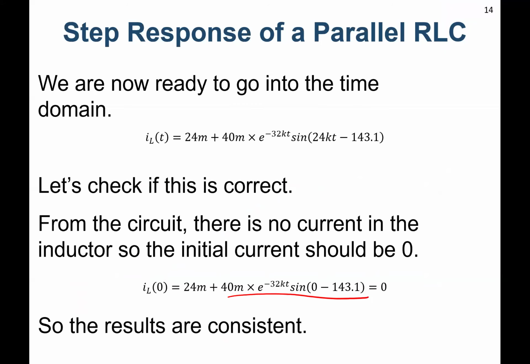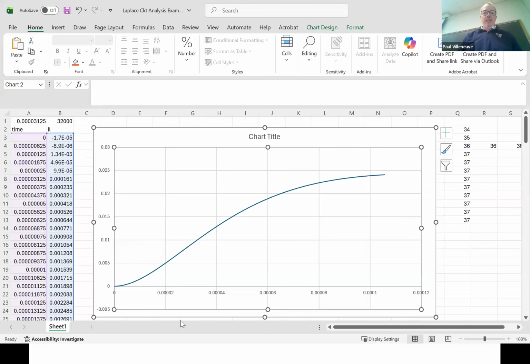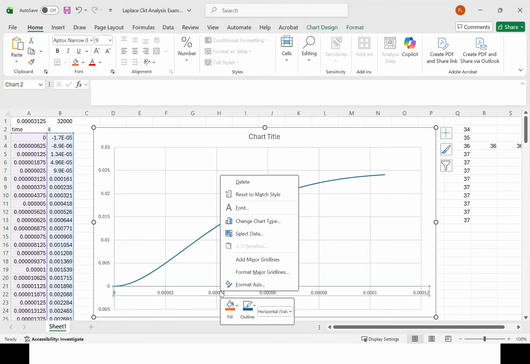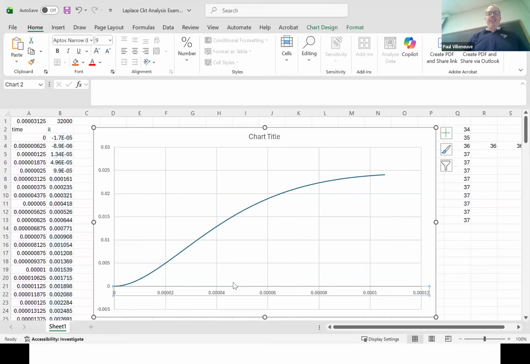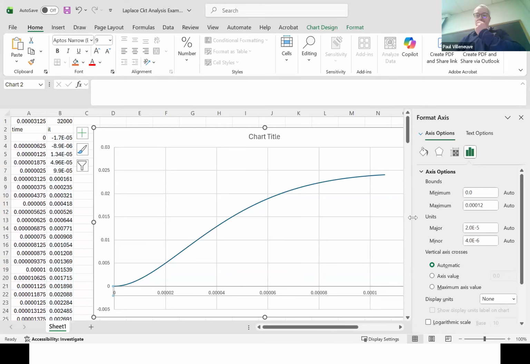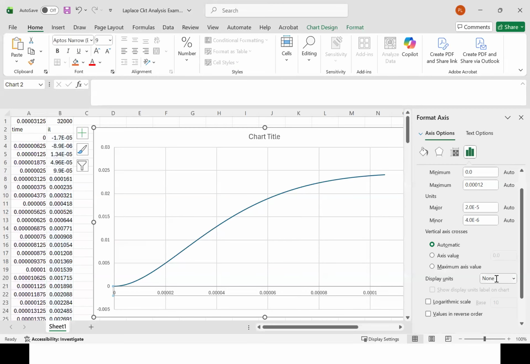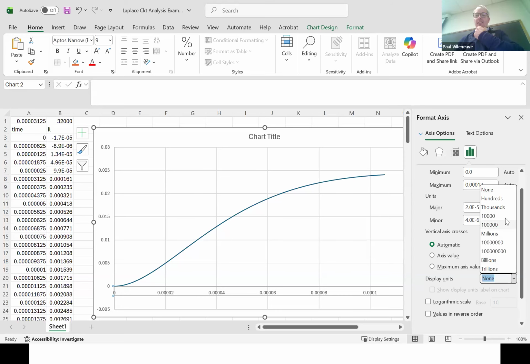So go ahead, Arthur. How would you change the axis label to be in microseconds in your Excel? In Excel? Yeah, because right now you've got pretty big numbers. So I format the axes, and let's see if I can change the number here. Display units, I want it to be in... I don't know if I can actually do it that way. Maybe text options, let's see.